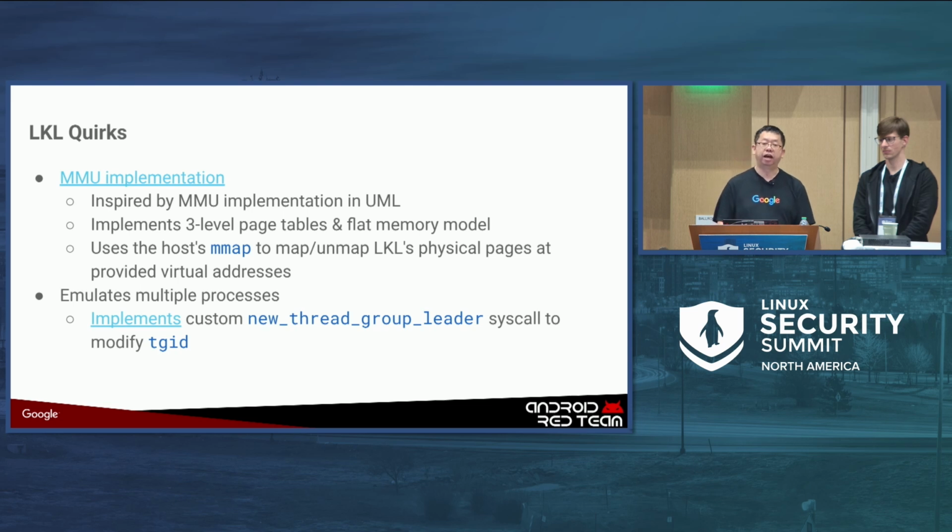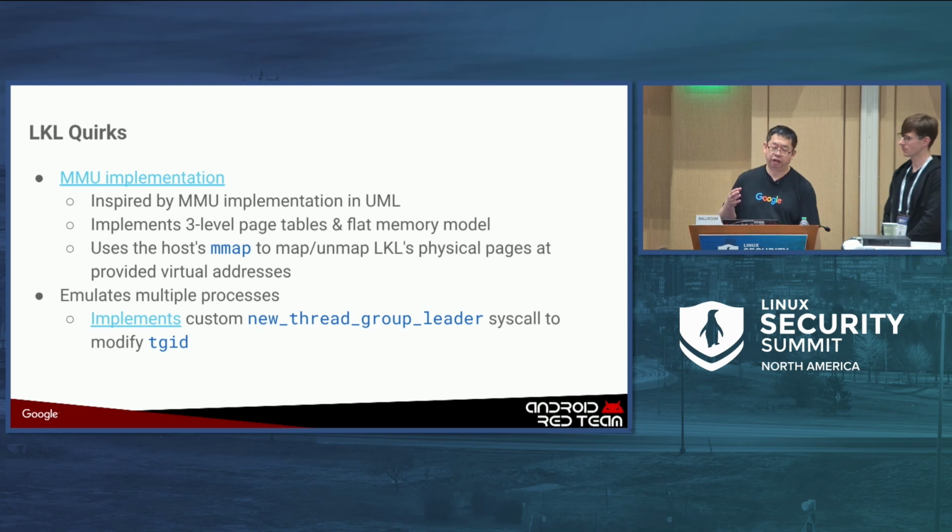The other thing that we added is to emulate multiple processes. By default, when you run LKL-based applications, it all runs in one single host process. That means all the kernel threads have the same TGIDs. So we implemented a custom API to modify the TGID to simulate that you have multiple kernel processes running.